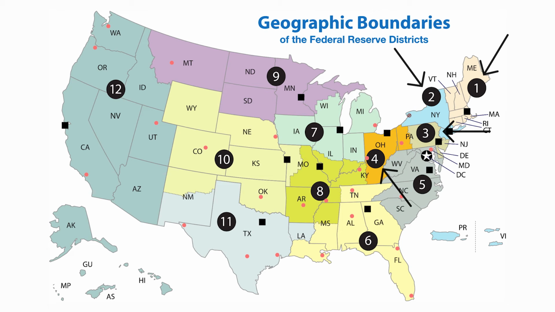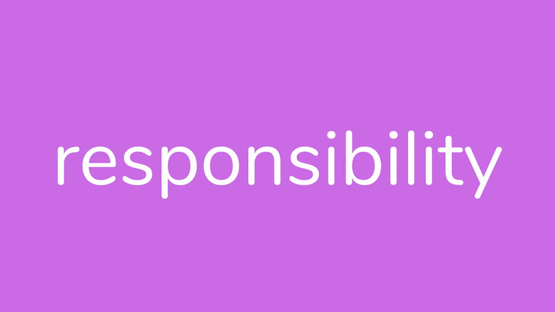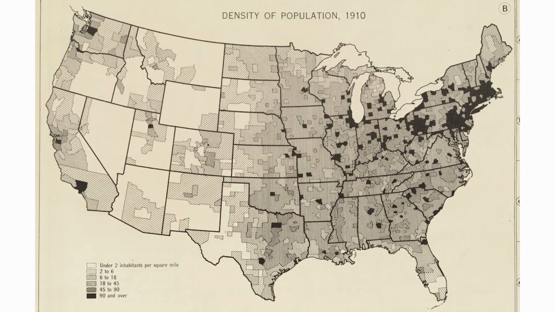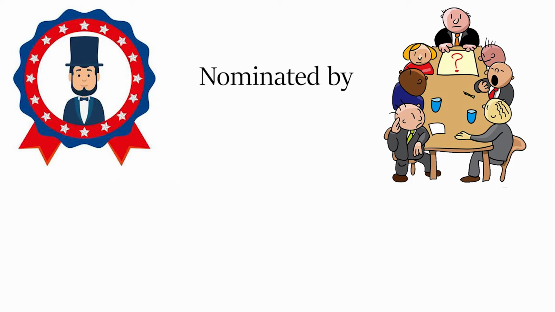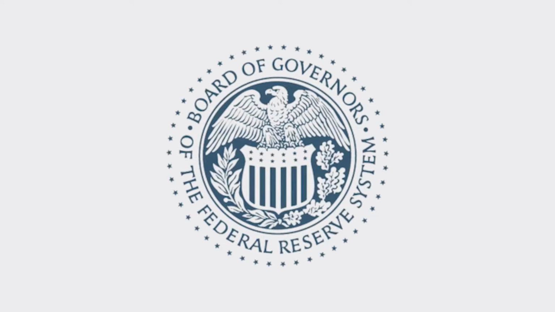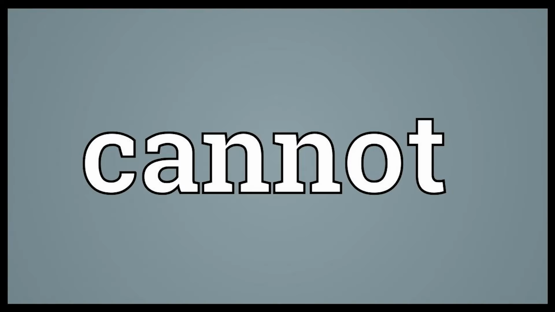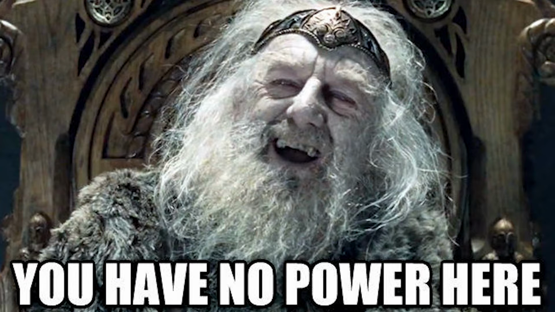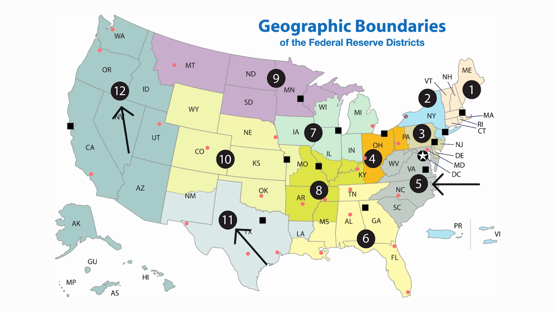And there are 12 banks, each responsible for member banks in its district. This breakup of responsibility was based on population distribution of the United States when the Federal Reserve Act was passed in 1913. The bank president is nominated by that bank's board of directors and is approved by the board of governors. They are appointed by the president and approved by the Senate. Member banks cannot change this type of organization of the Fed, but can vote for 6 of the 9 directors on the board of that bank.